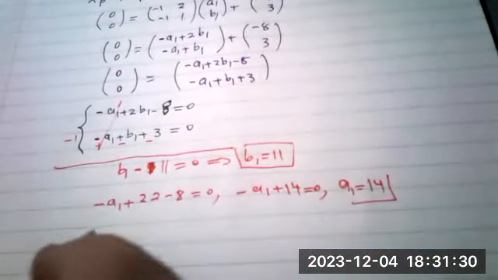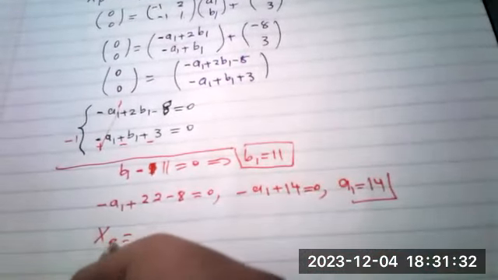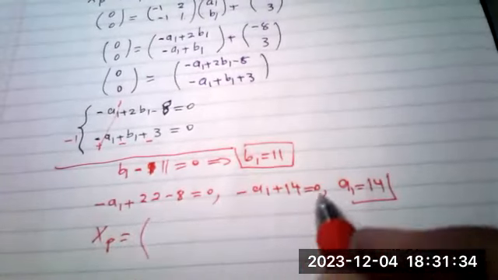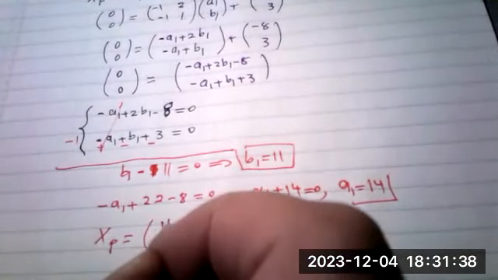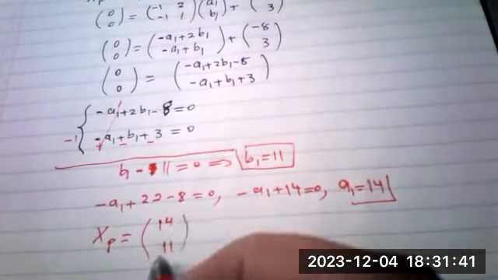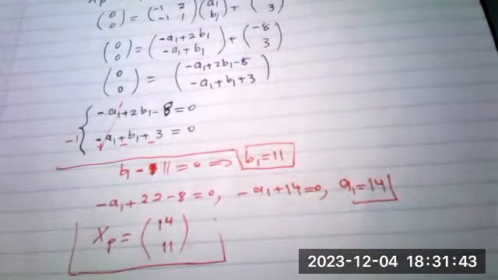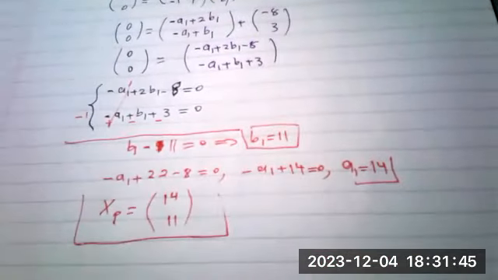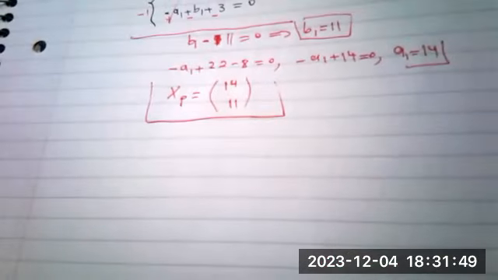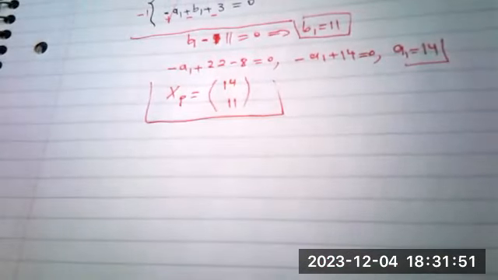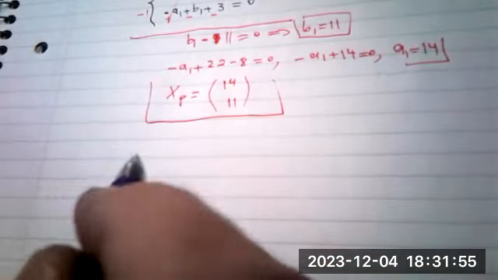So that's it. XP is equal to A1, B1. A1 is 14, B1 is 11. So that gives you XP. This one is straightforward. You have to give the general solution. So the general solution is this.